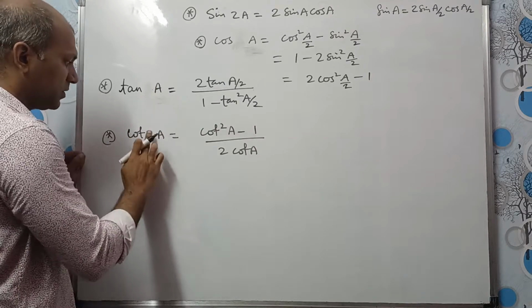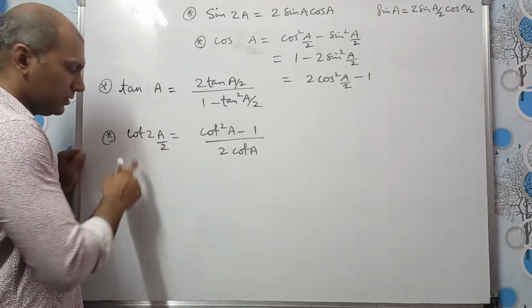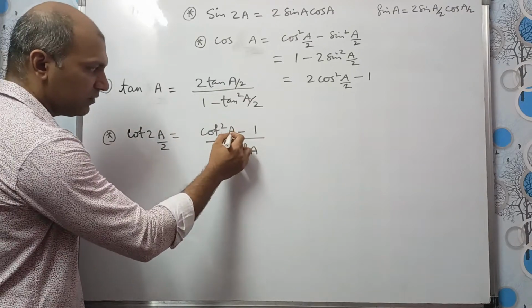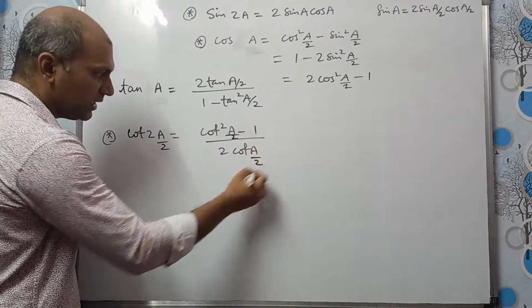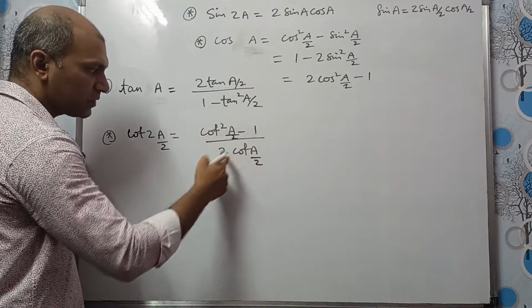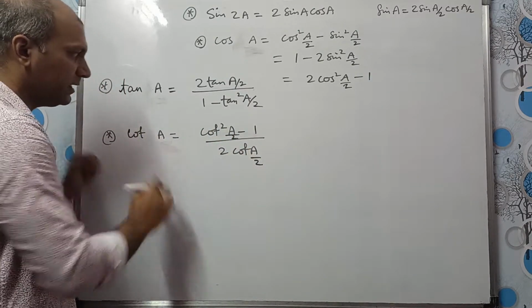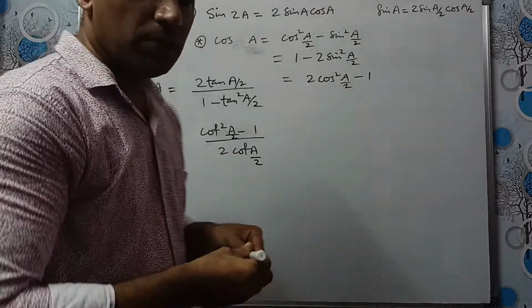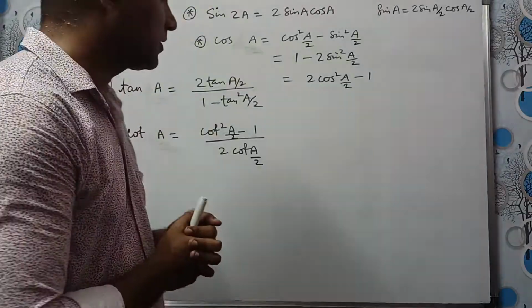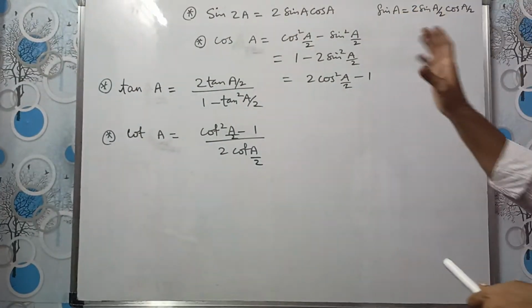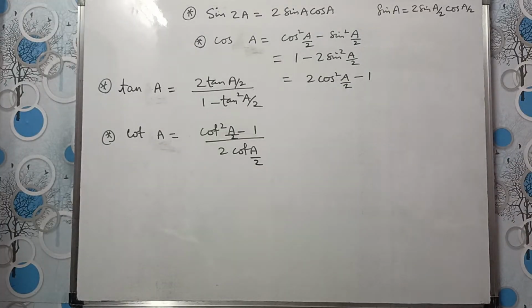Alright. What about this cot? Cot 2A, in place of A, write A by 2. So here it will be A by 2 and here it will be A by 2. Cot square A by 2 minus 1 divided by 2 cot A by 2. So this 2 and 2 will get cancelled, right? So like this we can derive many more formulas. Now let us study about sin 3A, cos 3A, tan 3A and cot 3A formulas.